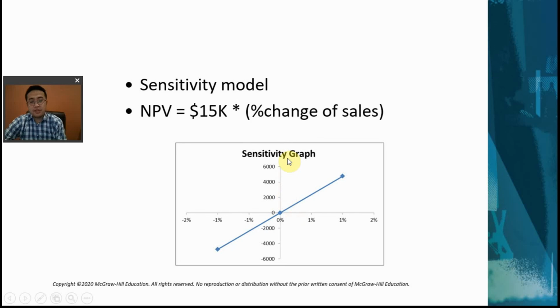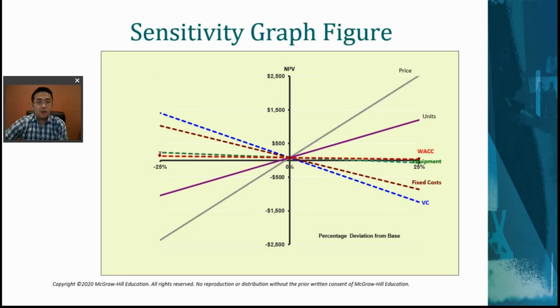And it does not make sense if you just do sensitivity analysis on one variable. It would make more sense if you do it for multiple variables. And this is a chart of a sensitivity analysis with 6 variables in consideration.